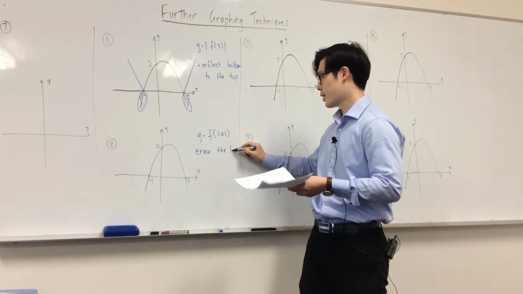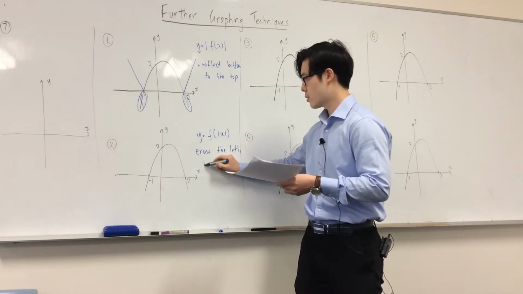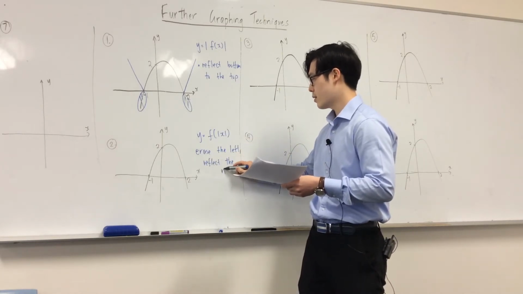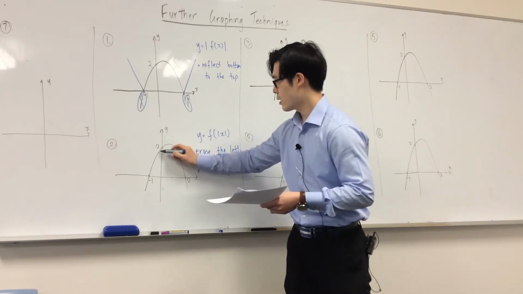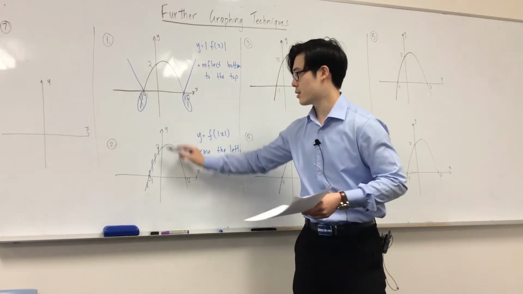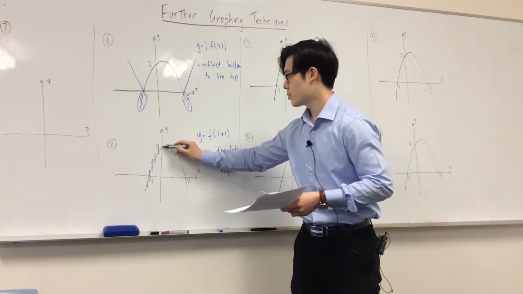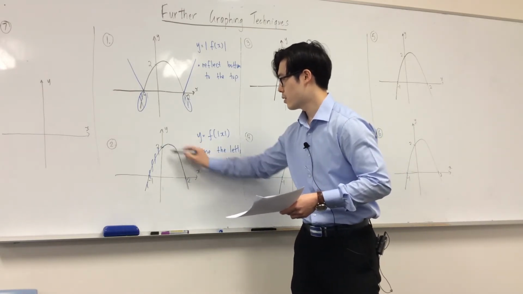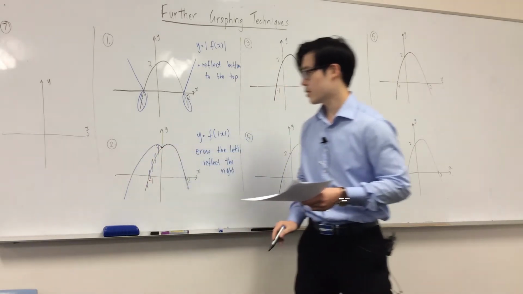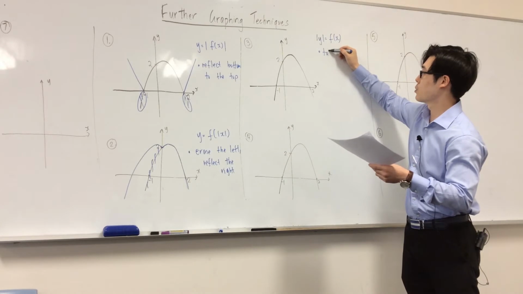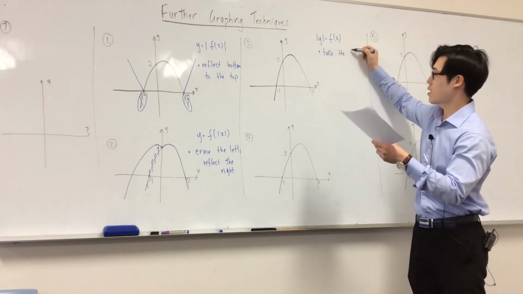Erase. I'm going to summarize. Erase the left. Reflect the right. Yeah? So what do I mean by that? Erase the left side of the graph, anything on that side, and then reflect the right. So we're going to reflect this part onto this part. So that's my answer. Do you remember that? Yes. Okay.